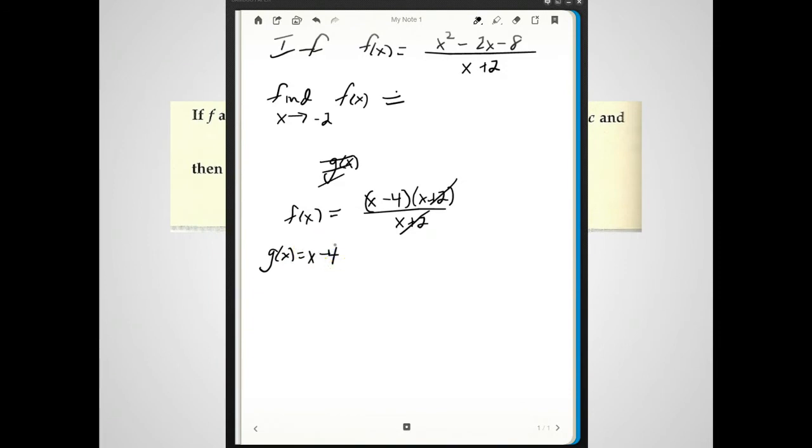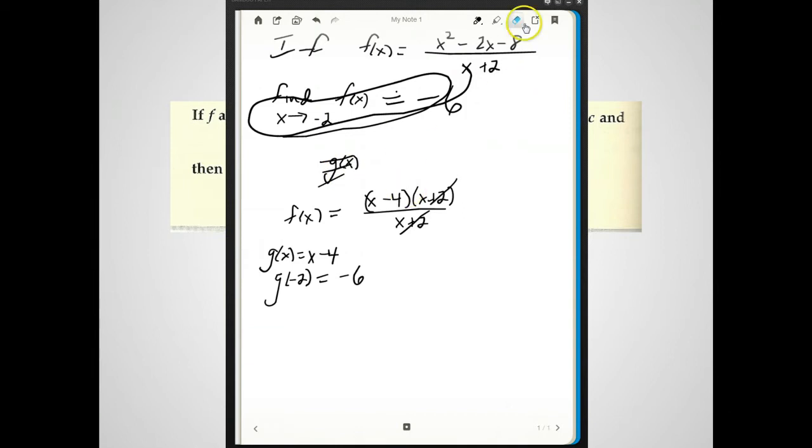Now this is a polynomial function. So if this function g has the same values as f except at negative 2, we don't care about that. So that means we can then say, well, it's g of negative 2, because that's where we're trying to find the limit as x approaches negative 2, and that's equal to negative 6. So if the limit of g of x as x approaches negative 2 is negative 6, so is the limit of f. So if I go right back up here, that's supposed to be a circle around there. So the limit of f of x as x approaches negative 2 is negative 6.